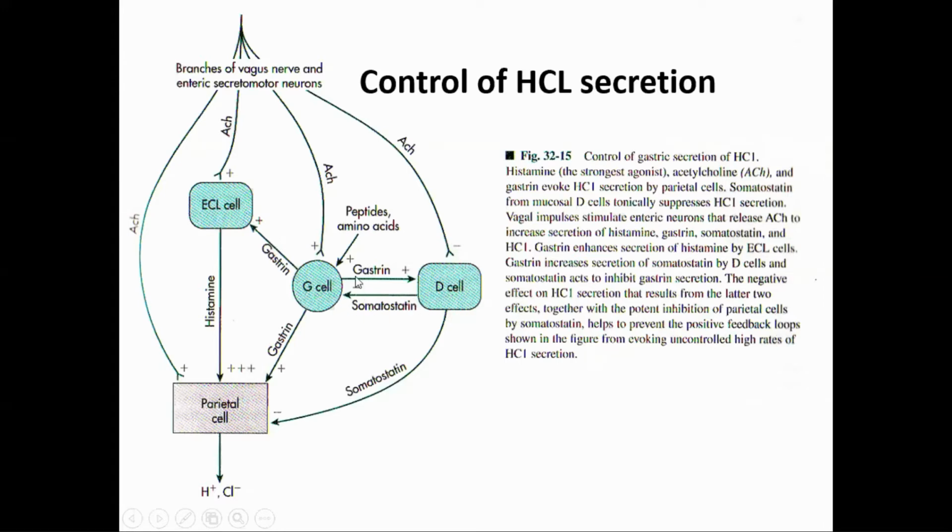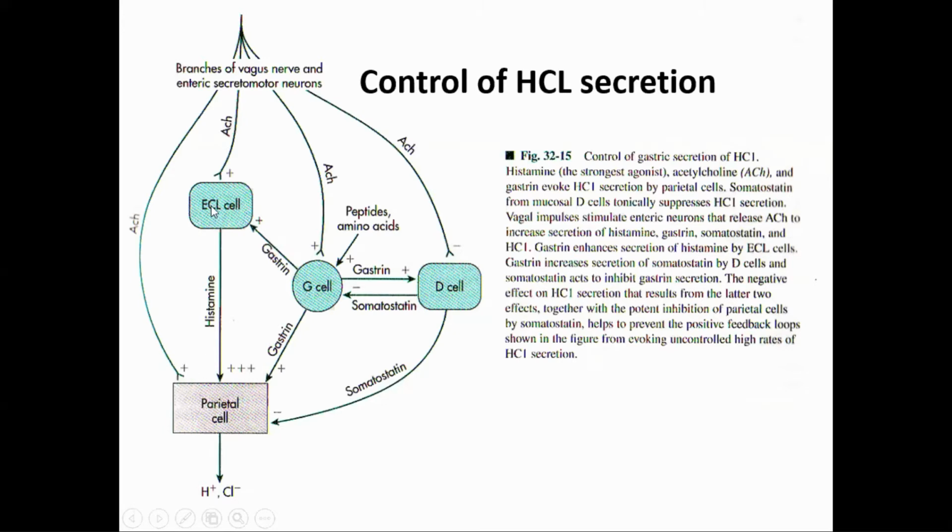Somatostatin inhibits the G cell. When the G cell is inhibited, there is no secretion of HCl from the parietal cell, because somatostatin inhibits the G cell and it inhibits the parietal cell as well. So if there is more acid, if there is more gastrin, then the G cell is stimulated, and that will inhibit the parietal cell.